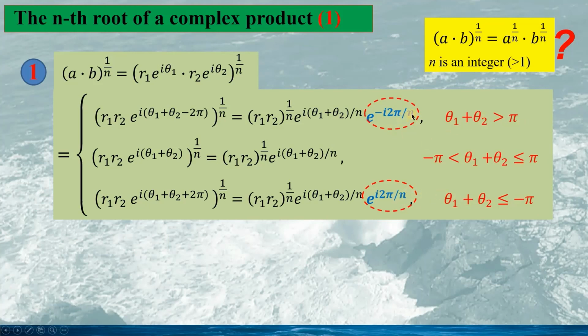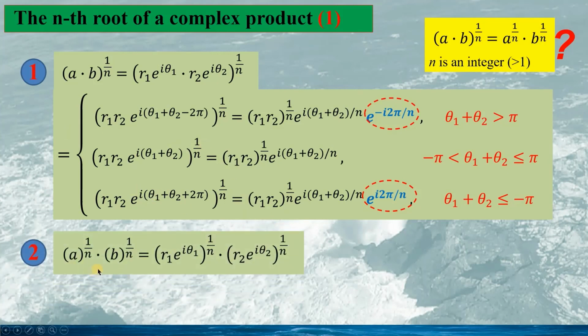And if n equals 2, then this extra term would become minus 1, as we saw in the previous slide. And if we calculate the value by taking the nth root first and multiplying them together, we have this expression and this. So again, we can see both sides might not be the same. It depends on the different situation, the phase angle.